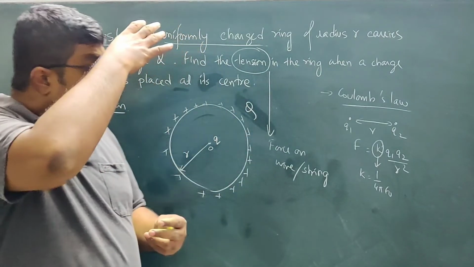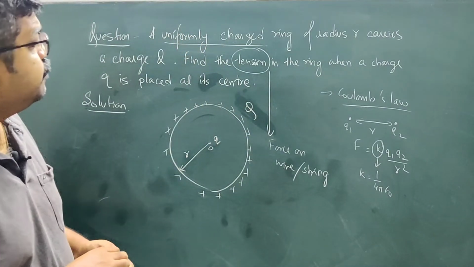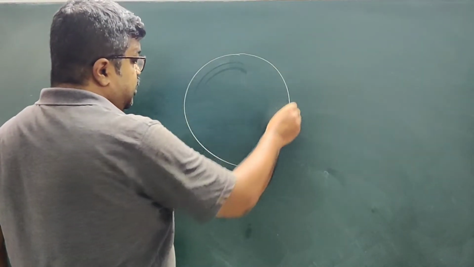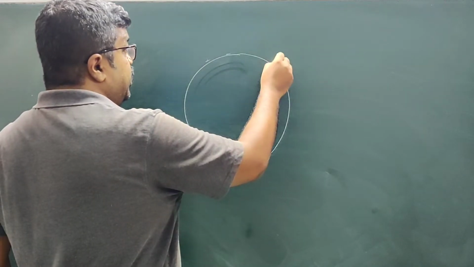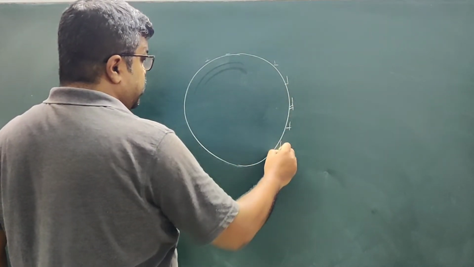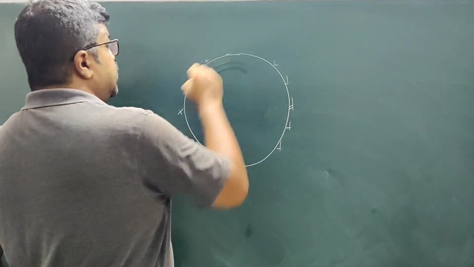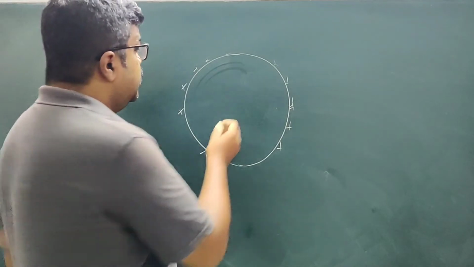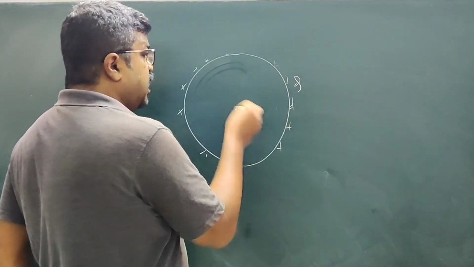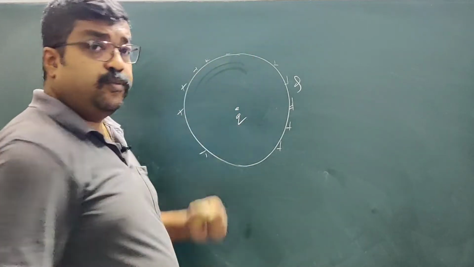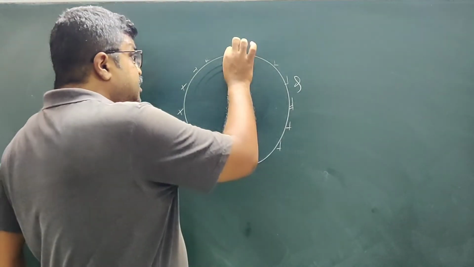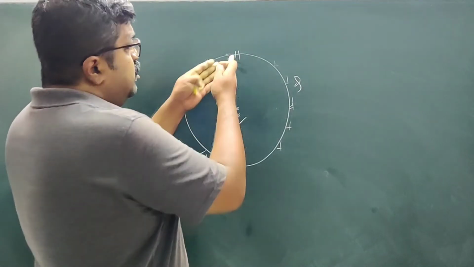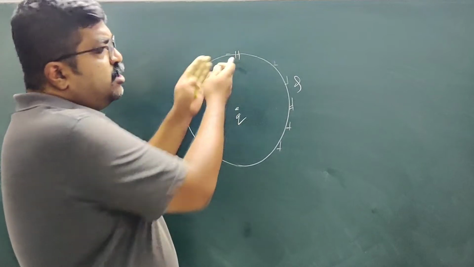Now what is the thinking process? So this is the ring. This ring is uniformly charged. Charge is Q, radius is R. At the center we have charge Q, small q. Now let us take one small segment. This is a small segment and we are going to calculate the tension on this small segment.